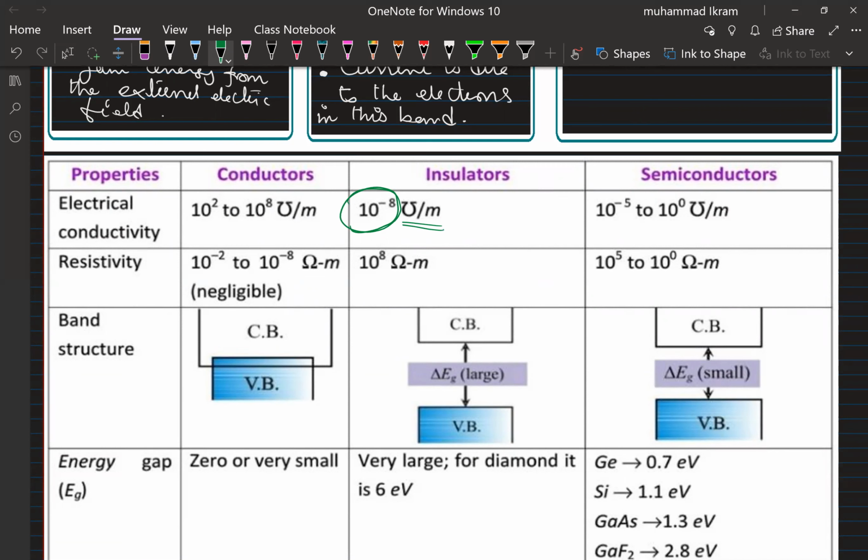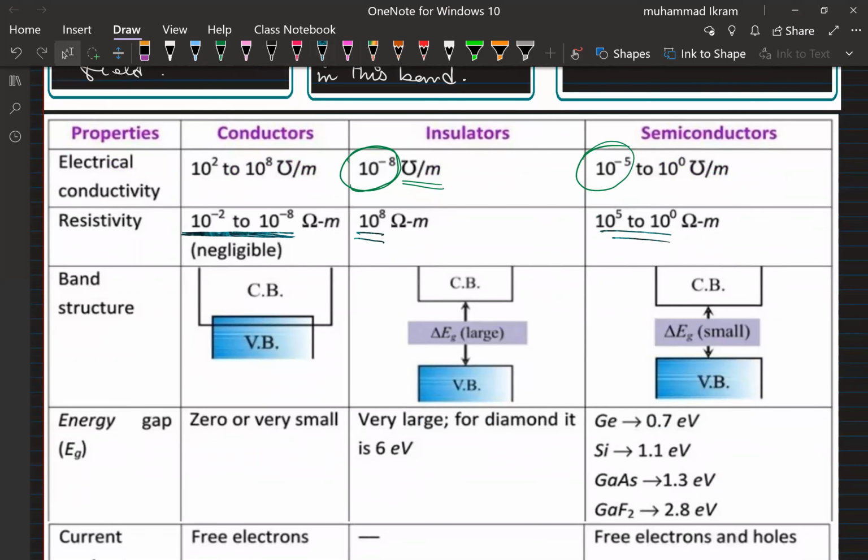And for the semiconductor, it lies between the conductor and the insulator, as you see. So that is the electrical conductivity. Similarly, if you see the resistivity, the conductor has a very small value of resistivity. The resistivity lies in the order of 10 to the power minus 2 to 10 to the power minus 8 ohm meter. While for the insulator, this value is very high. And for the semiconductor, it is intermediate between the conductors and insulators.